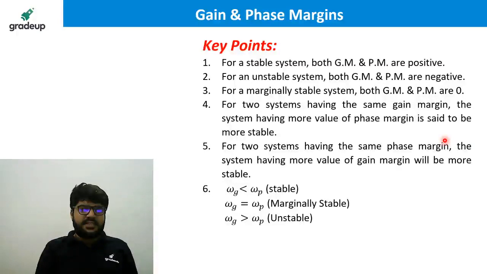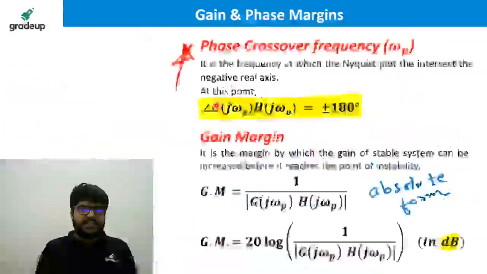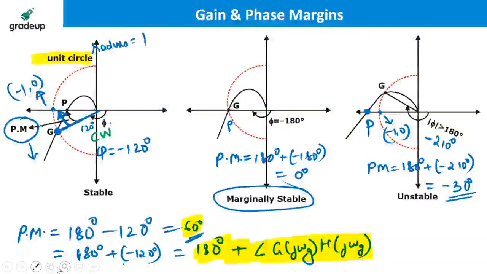Now, this is also important for solving some MCQ questions: the relation between omega g and omega p. So remember this trick. Look at this. I will better hide my view. It is not working.